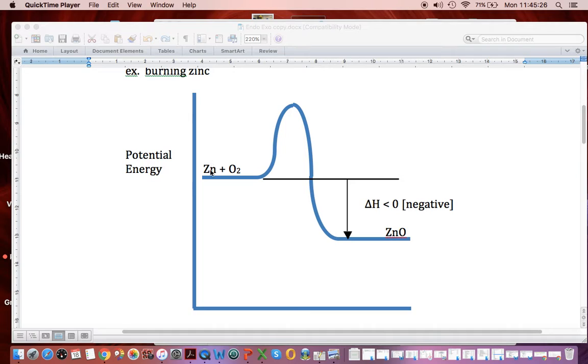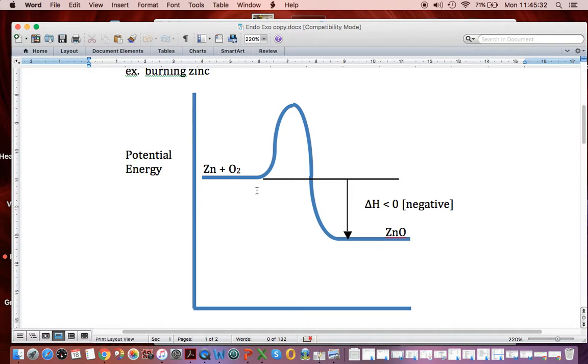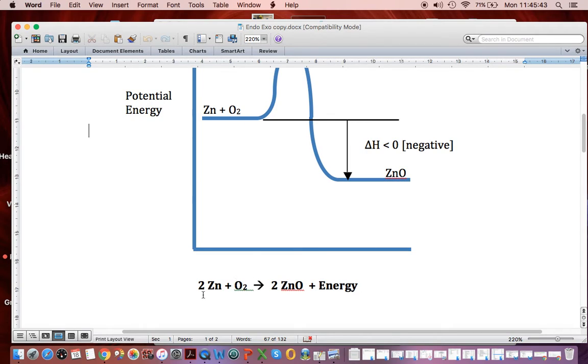But the bottom line is when we finish off with the zinc oxide, it has less energy than the reactants. The products have less energy than the reactants, that is exothermic. The delta H is pointing down. The arrow pointing down means it's negative, less than 0. If we're writing it out as an equation, here are the reactants, here are the products, and the energy is on the product side. So to get clues about if something's exothermic, delta H should be negative. Energy should be on the product side of the equation.